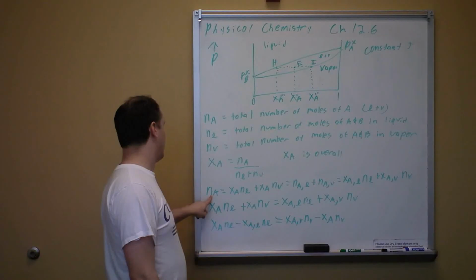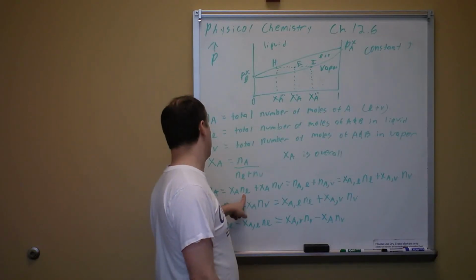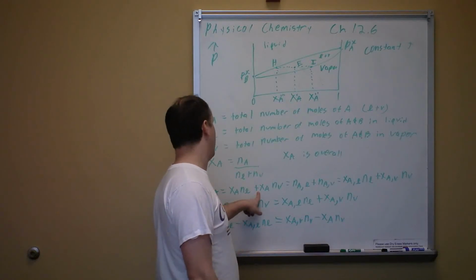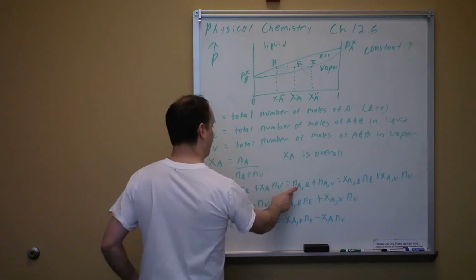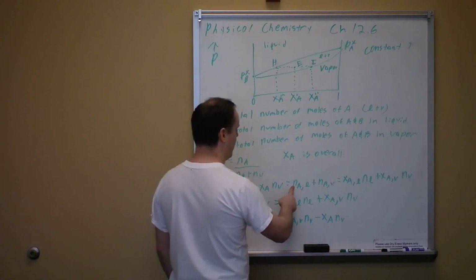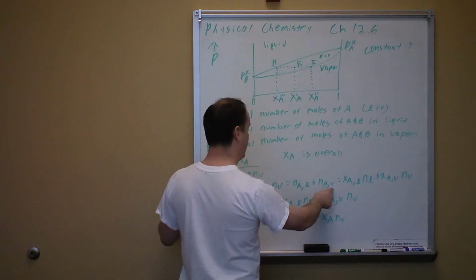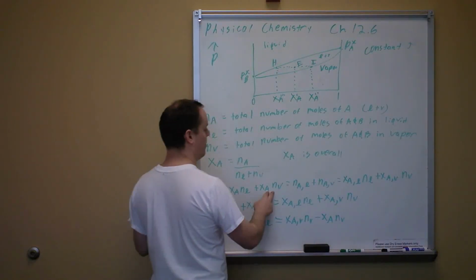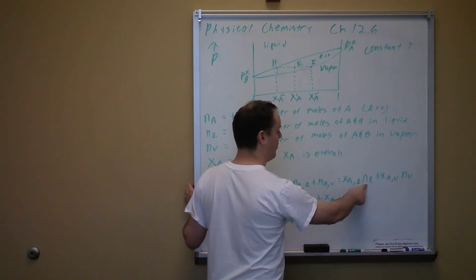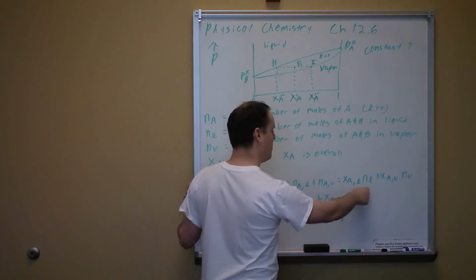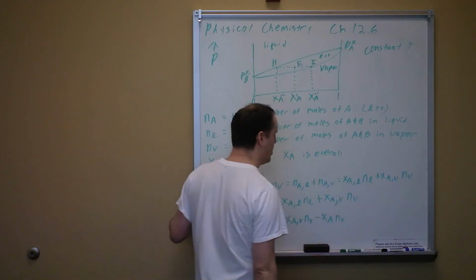So we're going to say, okay, the number of moles of A, that's the mole fraction of A times the number of moles in the liquid phase, plus the mole fraction of A times the number of moles in the vapor phase. But that also gives us the number of moles of A in the liquid phase, plus the number of moles of A in the vapor phase. That's all we're doing here, combining these two. And that's equal to the mole fraction of A in the liquid phase times the number of moles in the liquid phase, plus the mole fraction of A in the vapor phase times the number of moles in the vapor phase.